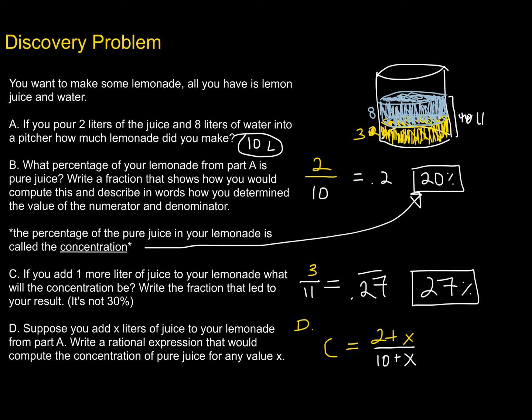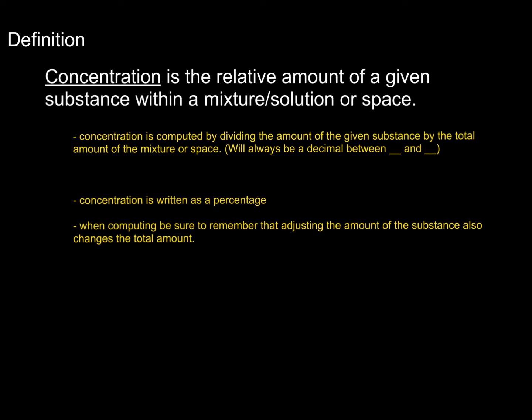Let's go ahead and define clearly concentration again and talk a little bit more about it. Concentration is not that hard to comprehend. I'm not talking about the concentration in the sense of concentrating on a movie or a book or something like that, but rather the concentration is the relative amount of a given substance, and in this case, in our discovery problem, it was the lemon juice, within a mixture or solution, the lemonade, or it can be within a given space, right? Maybe I have a certain amount of oxygen in a room or something like that.